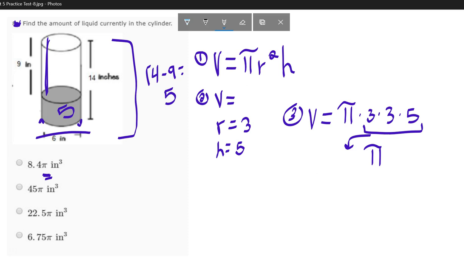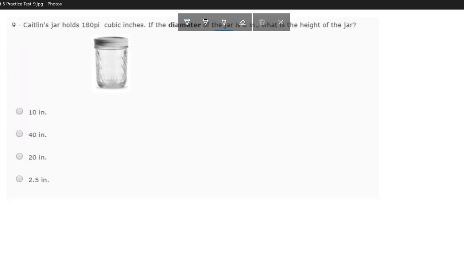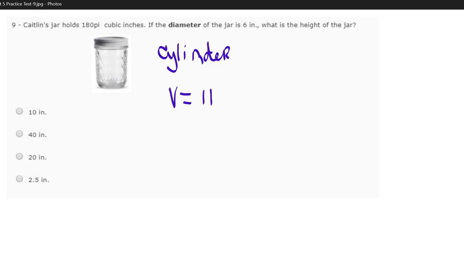You've done the problem. All right, Caitlin's jar holds 180 pi. If the diameter of the jar is 6, what's the height? Well, in this case, we're going to be using the cylinder formula. So if you see a jar, it wants you to use the cylinder. Cylinder again is pi r squared h. Okay, step 1 is identifying your formula.